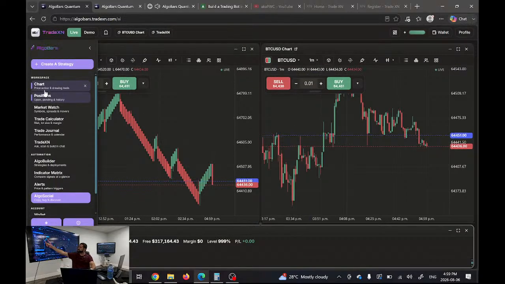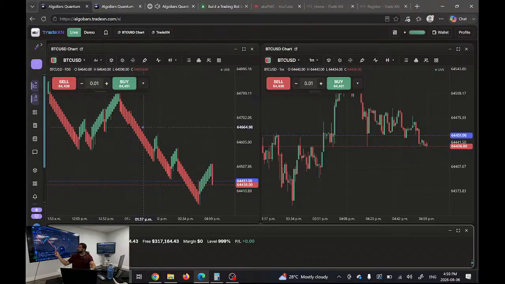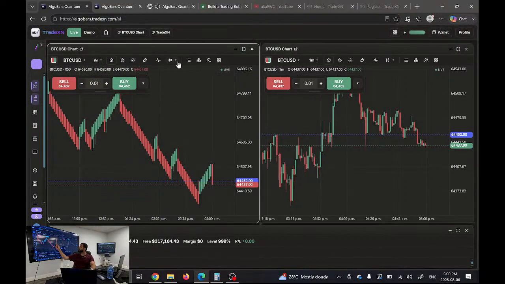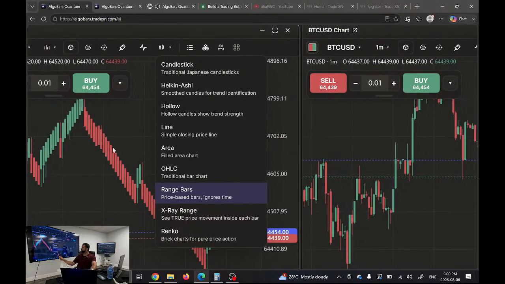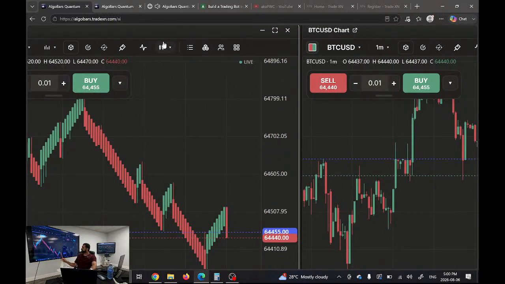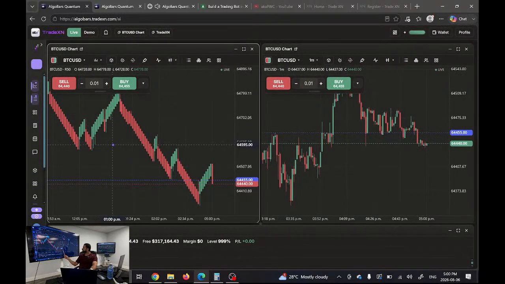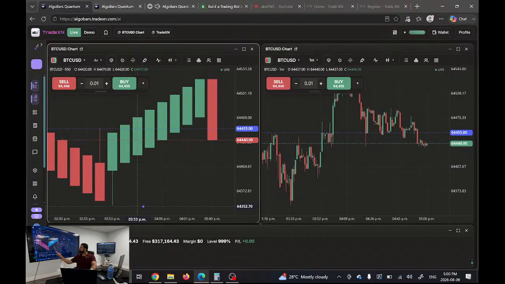You can just click chart. You can open up the chart and then switch to the range bars chart type, okay? So right here, there's the chart types. Switch to range bars. Now, once you have the range bars open, by the way, right here, we're getting close to this close of the candle.